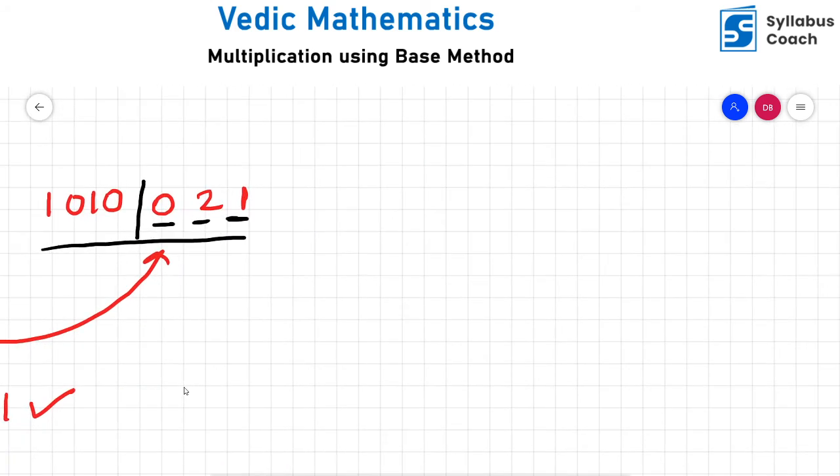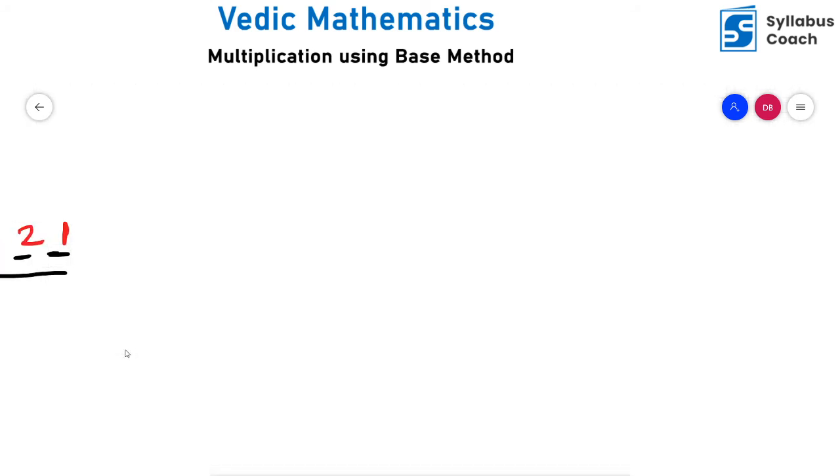And now, most of you must be thinking, what if the number is lesser than the base? Let's take an example, students. Say it is 90 into 93.